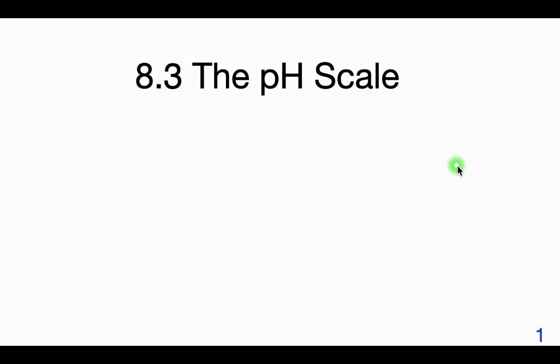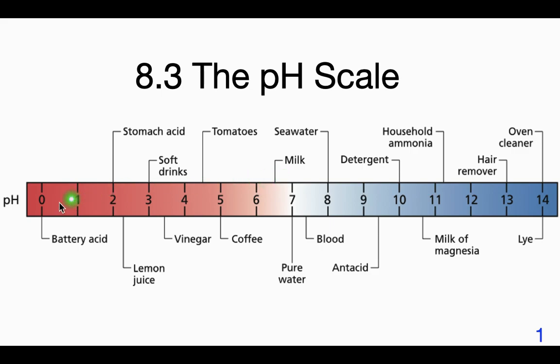8.3, the pH scale. Okay, this is a number line, pH going from 0 all the way to 14. We will devise such a number line a little bit later in the notes. And let's take a look at some of the common items here. Battery acid, very acidic. Lemon juice, a little bit more than 2. Stomach acid, right around 2.